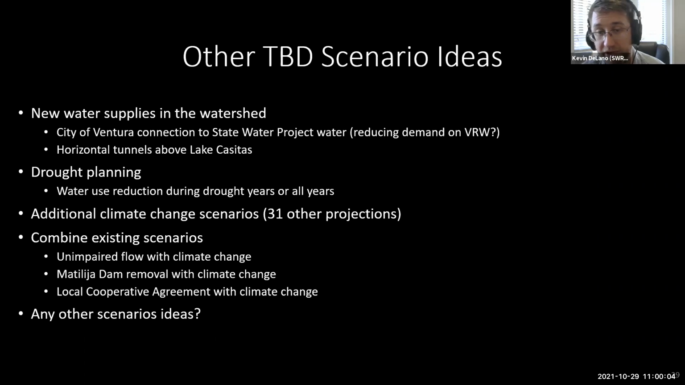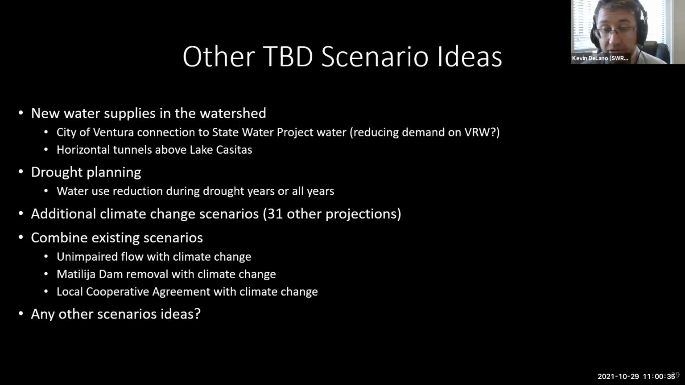We just talked about drought planning. Additional climate change scenarios could be really, really interesting to run and probably pretty informative. As we mentioned, the 2019 Ventura County Climate Report had 32 global climate models, and we picked one of the top 4. But there are many other climate projections in there, and so could we look at some of those other climate change scenarios, or could we combine scenarios?